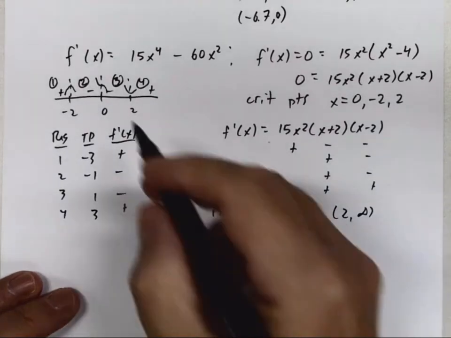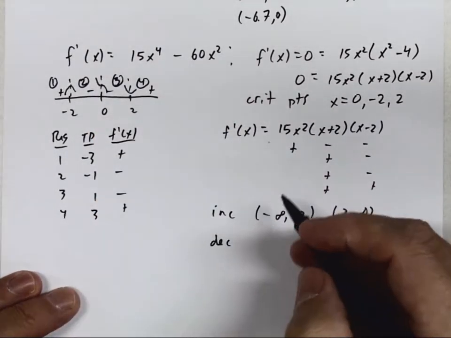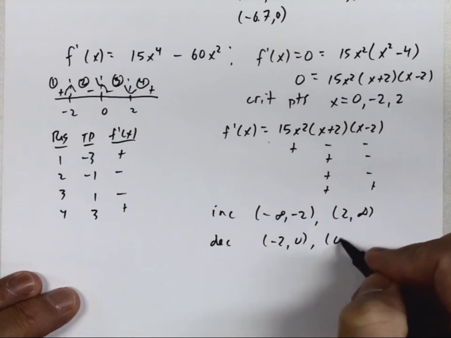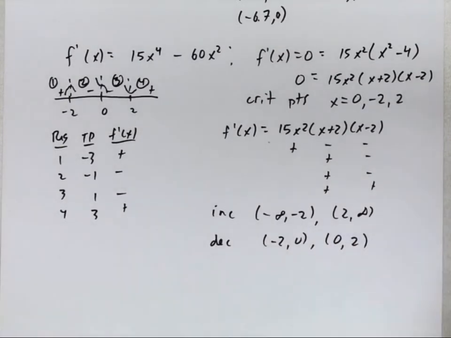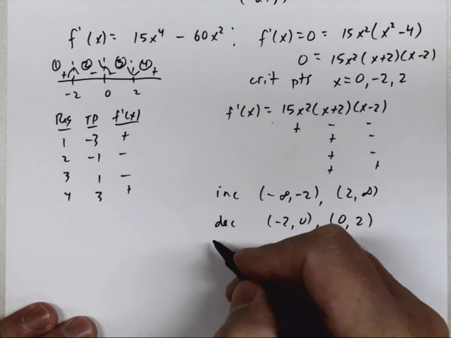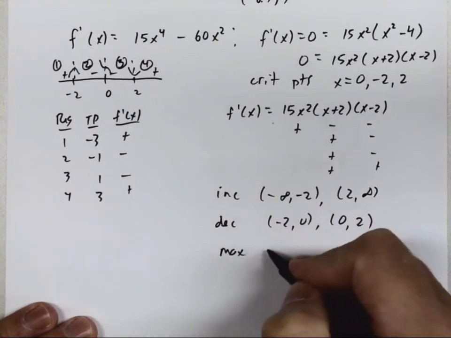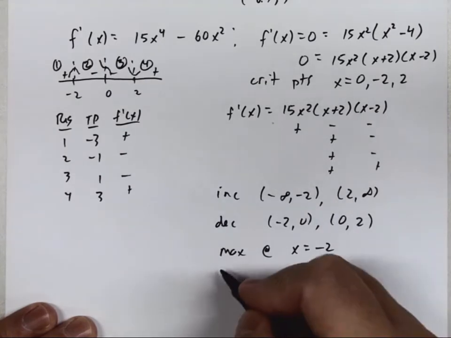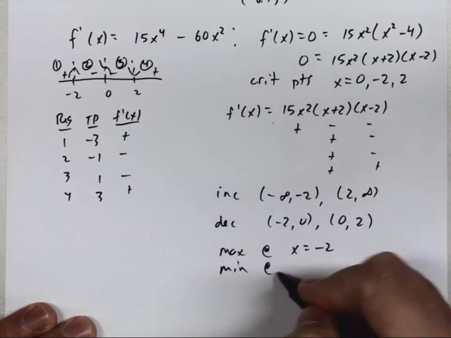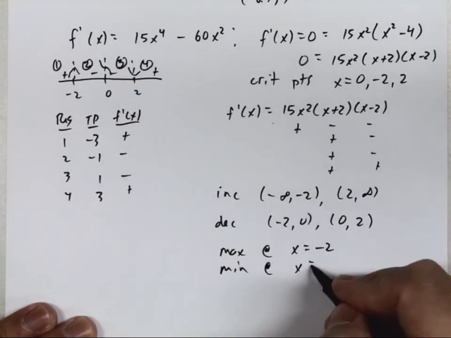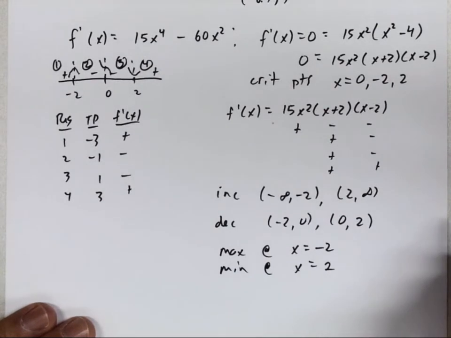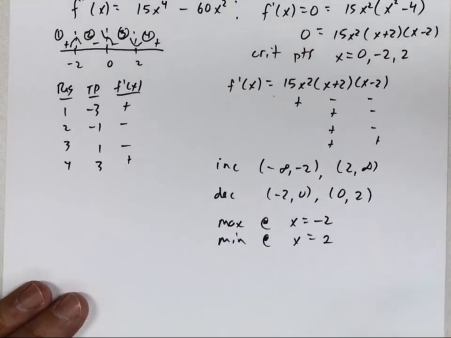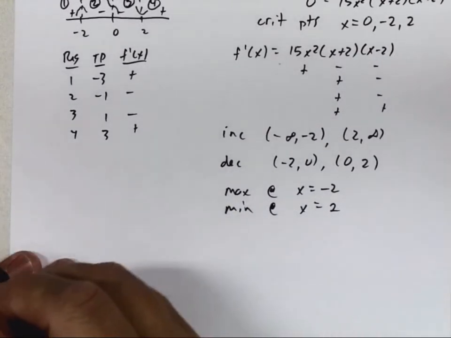Where is it decreasing? It's where the first derivative is negative. -2 to 0 and 0 to 2. I would say I have a maximum at x equals -2 and a minimum at x equals 2. All right, now let's go learn some stuff about the second derivative.